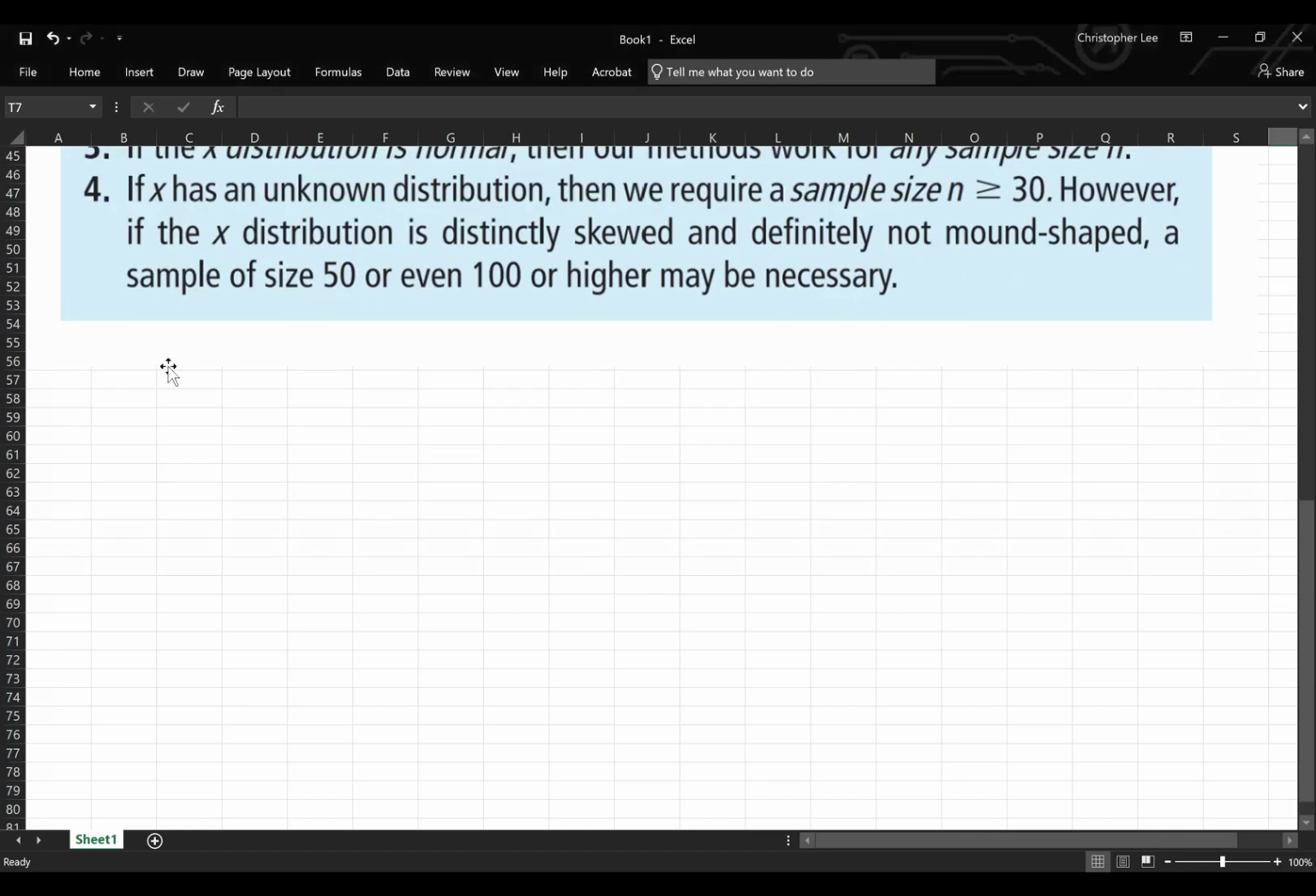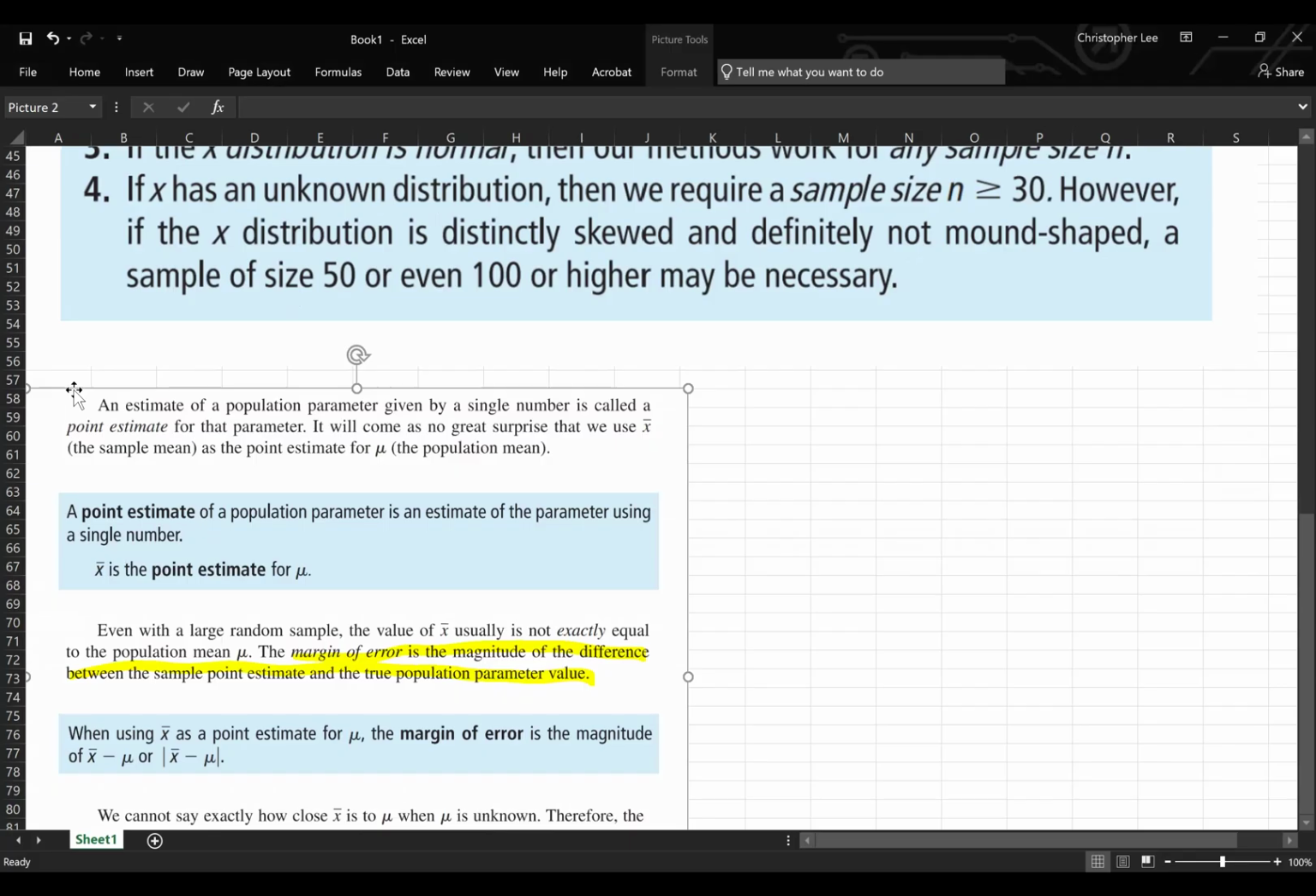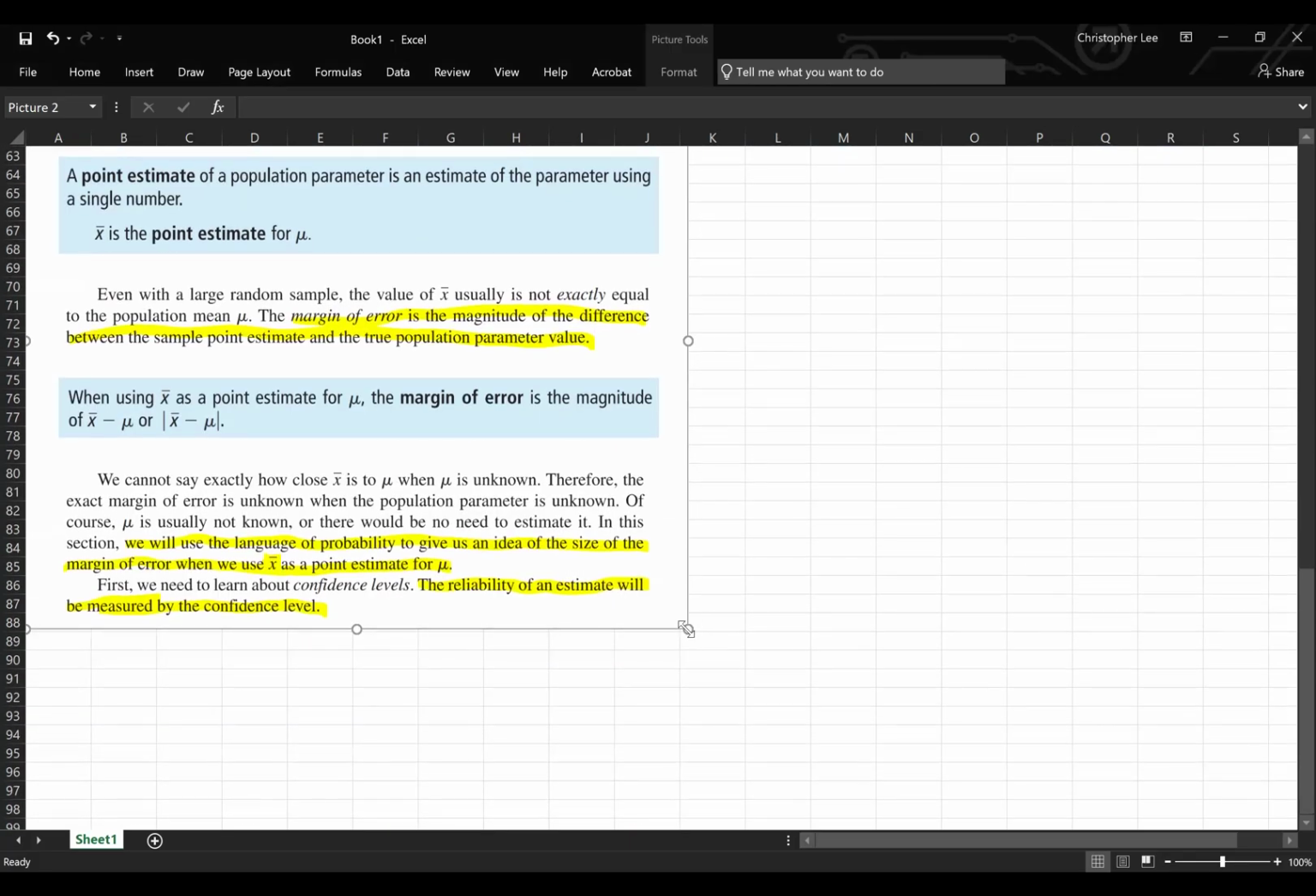Not gonna lie, this is my favorite topic right here. Just nice and simple, you know? Smooth.